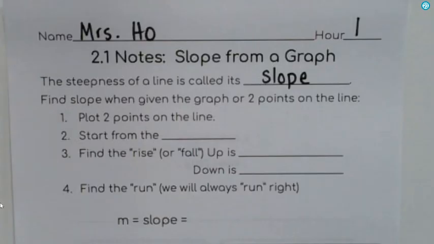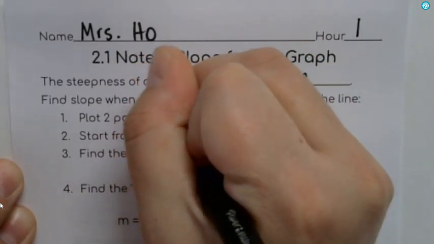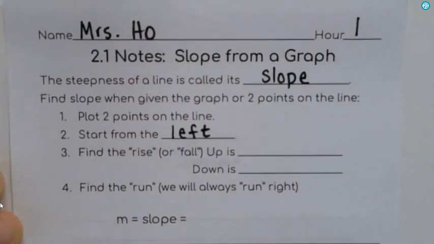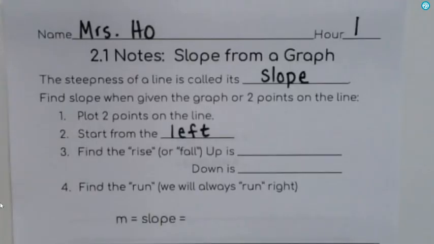So for today, finding the slope when given 2 points, or when given a graph or 2 points on the line, we're first going to plot the 2 points if we need to do that. So sometimes the points are plotted for us, sometimes we need to plot the points. From there, we always need to start from the left. We read from left to right when we read a book. We are going to read our graphs from left to right as well.